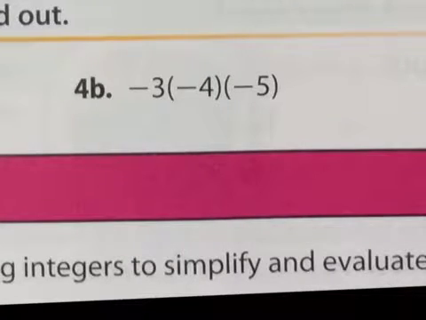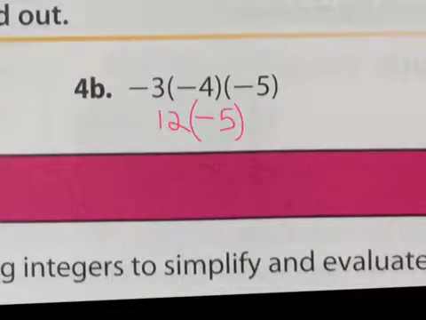You see here that we have negative 3 times negative 4 times negative 5. Negative times a negative is going to be a positive, right? So 3 times 4 is 12. And now times negative 5. So now we have a positive times a negative. When the signs are different, it's going to be a negative. Okay, that's the only time.